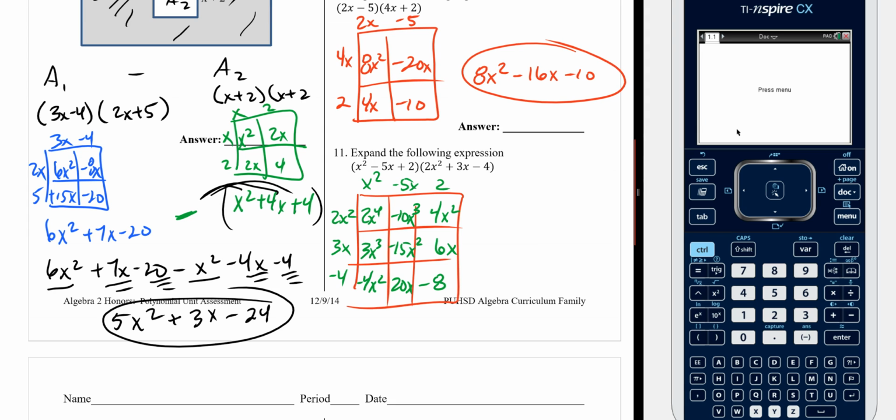And when I combine everything, I get 2x to the fourth, negative 10x cubed, and positive 3x cubed. That's going to be negative 7x cubed. 4x squared minus 4x squared, those are gone. So I'm left with negative 15x squared. 6x plus 20x is 26x, and then I have minus 8. So I get 2x to the fourth minus 7x cubed minus 15x squared plus 26x minus 8.